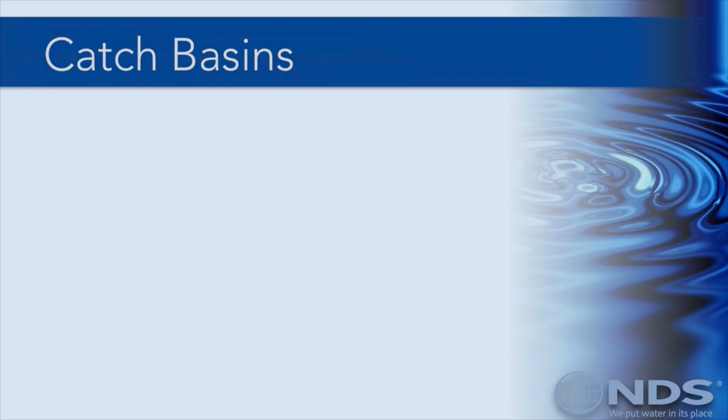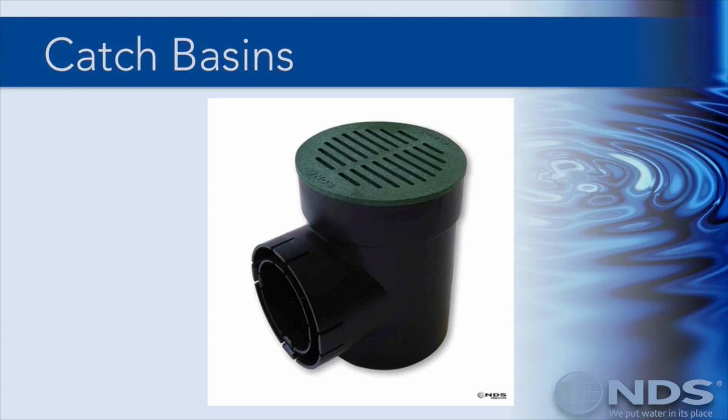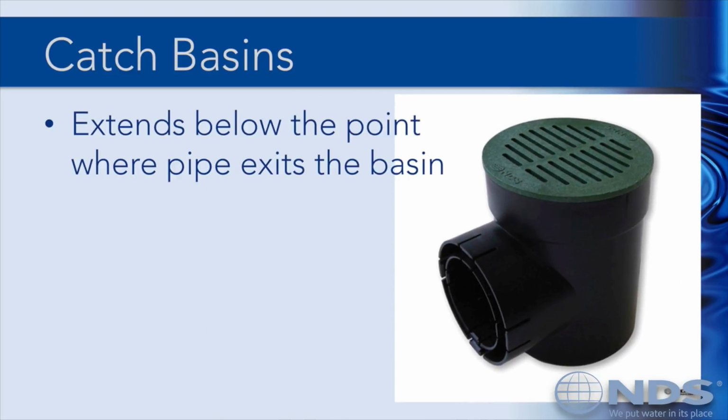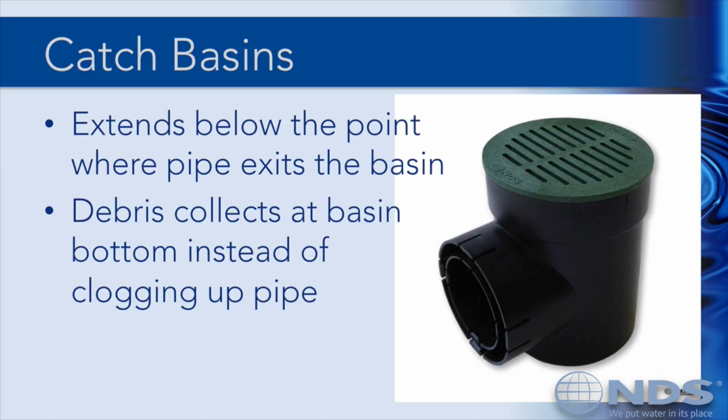The most common type of capture device for surface drainage systems is the catch basin. This is essentially a box with a grate that collects water flowing into a low spot on the surface and transfers it to the pipe that conducts it to the discharge point. In general, catch basins extend below the point where the pipe exits the basin, allowing debris and sediment to collect in the basin bottom instead of flowing into the pipe where it could potentially clog up the system.